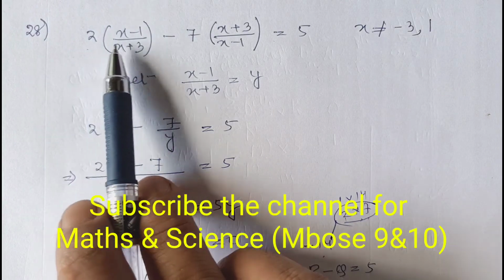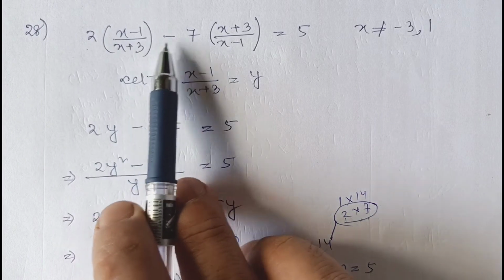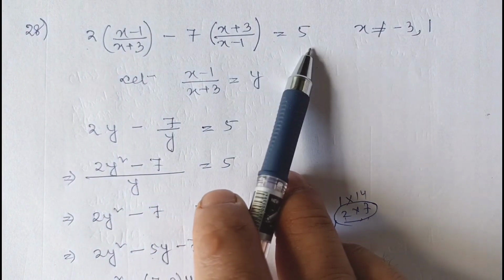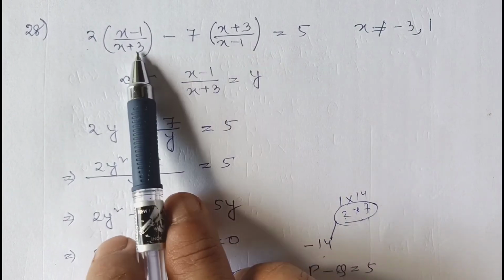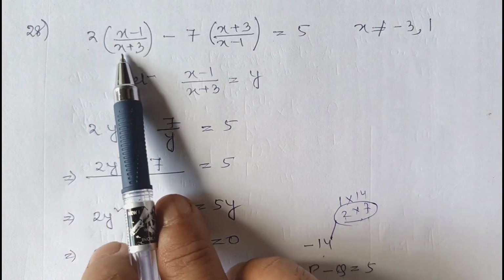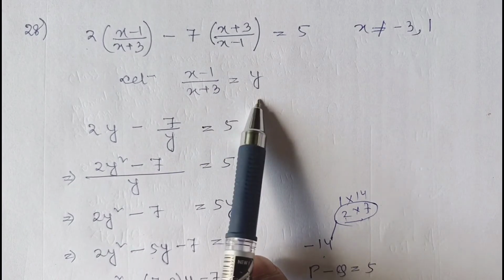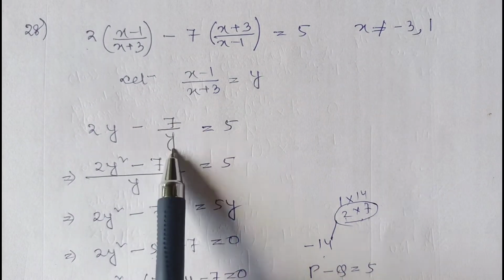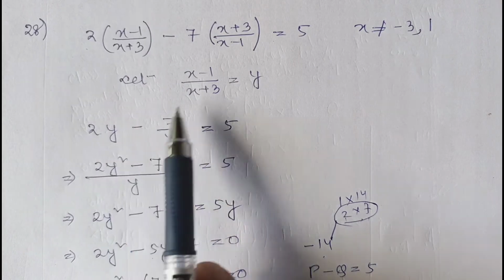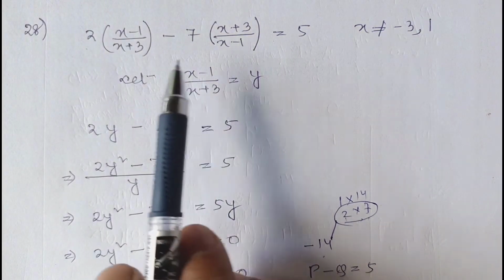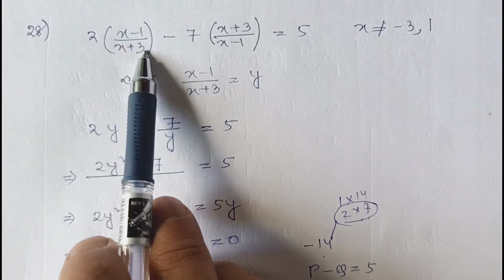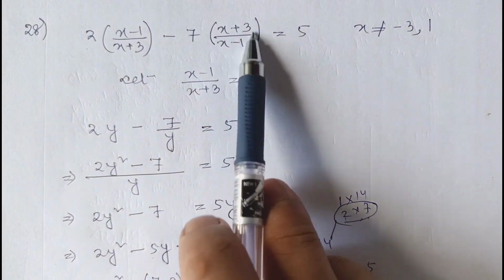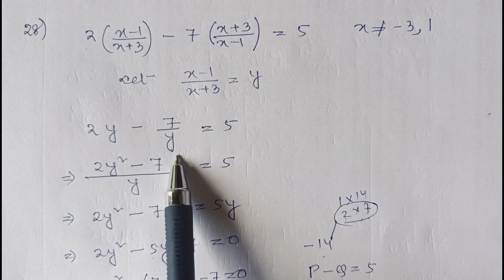Here it is given twice (x minus 1 by x plus 3) minus 7 (x plus 3 by x minus 1) equals to 5. Here these two terms are reciprocal of each other, so we can consider let x minus 1 by x plus 3 equals to y. So this equation can be written as twice y minus 7 by y equals to 5, where y is x minus 1 by x plus 3. So we are replacing x minus 1 by x plus 3 by y, and just because it is reciprocal we have written divided by y.